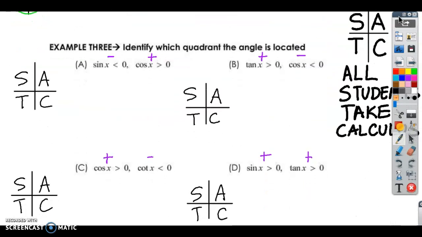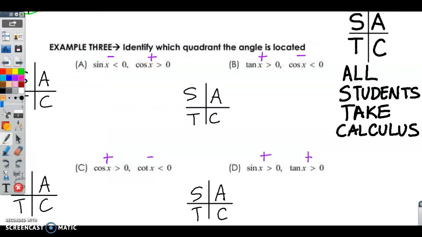Some students like this, some students don't. I don't particularly use this a lot, but some students like this. To remember the signs of sine, cosine, and tangent in each of the quadrants, you can remember the mnemonic acronym. I'm not an English teacher. So: All Students Take Calculus.